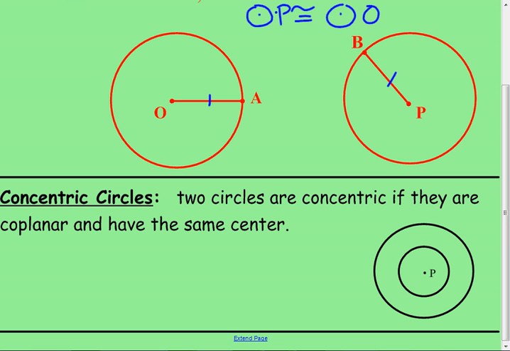Okay, concentric circles, you've seen them all the time. If you throw a rock into the lake or into a pool of water, you see the ripples that go out and you get concentric circles. They have the same center. They'll have different radii though.